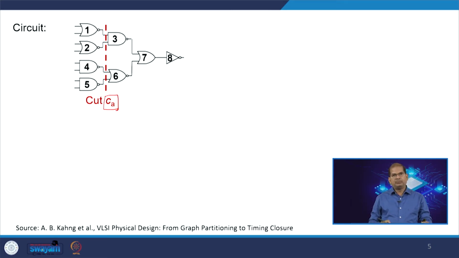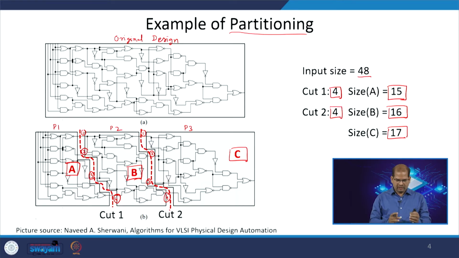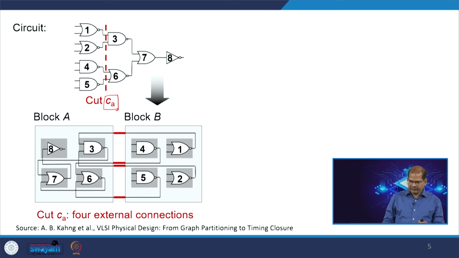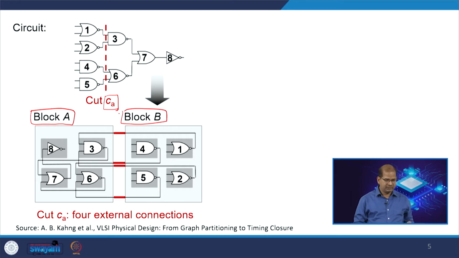In the previous example, only one type of partitioning is given, but here I have a circuit, I can show you 2 different types of partitions and then I can distinguish which is the best partition among them. So, this is the cut CA and if I do this kind of partition, this is a block A which belongs to one partition, then the block B belongs to another partition, block or partition is the same thing.